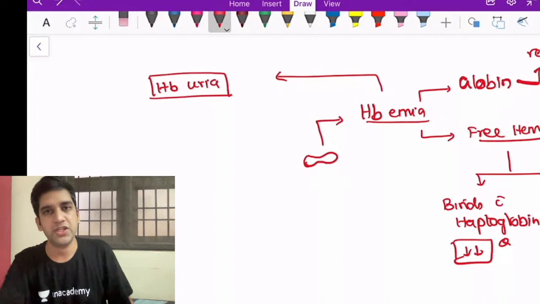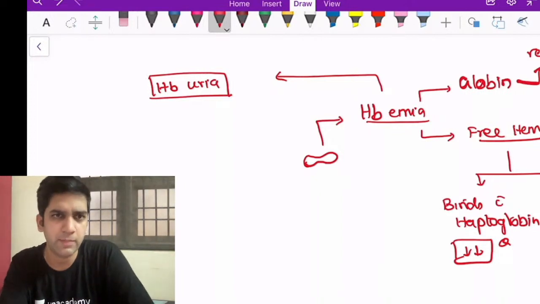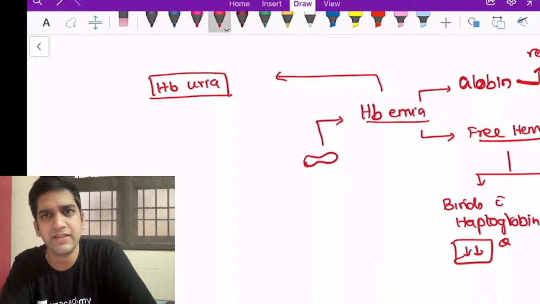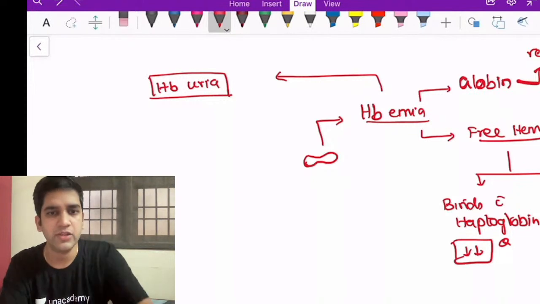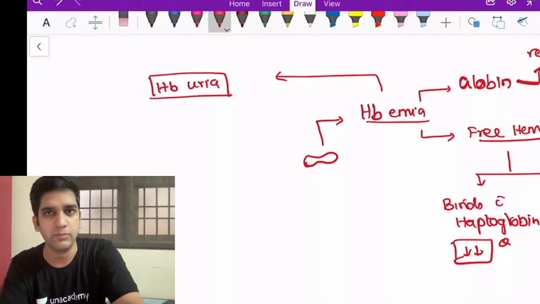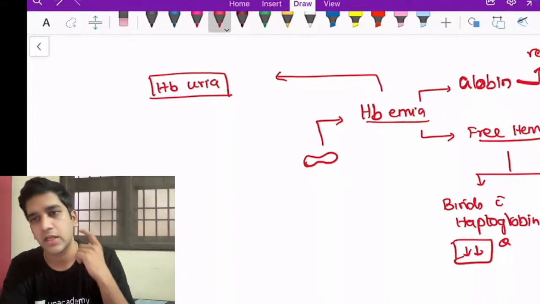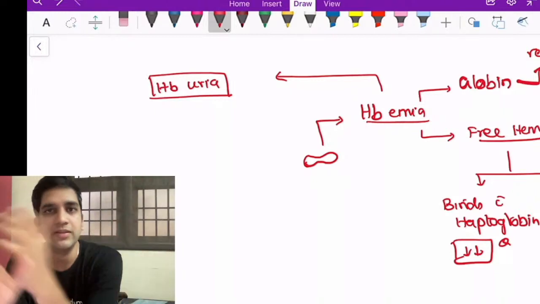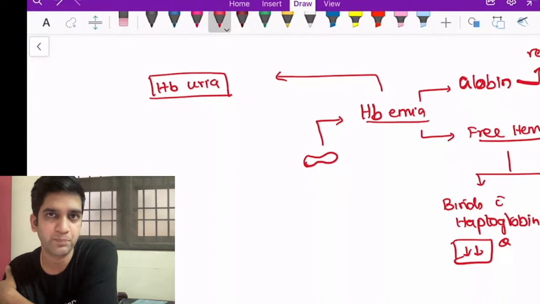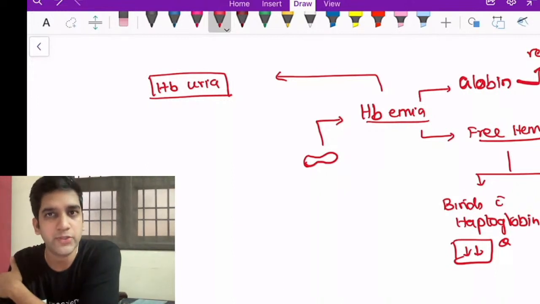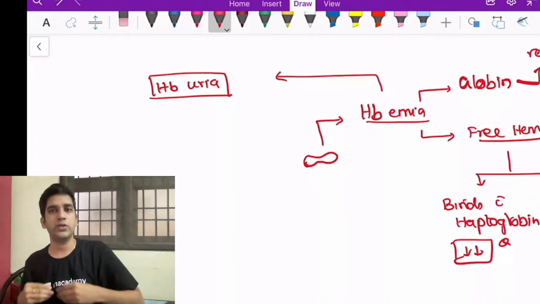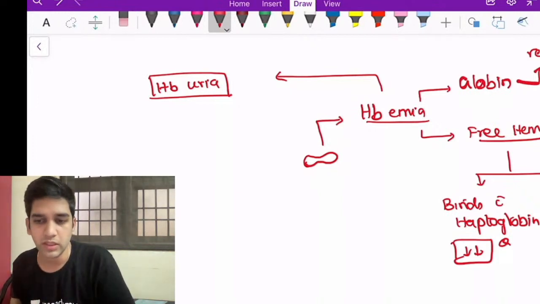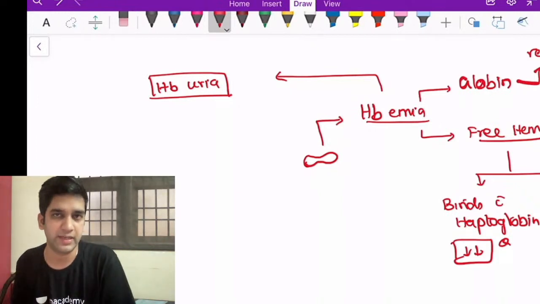How do you think a patient will present to you with hemoglobinuria? The patient will tell you only one thing: the patient has blood in the urine, that's all, right? So with blood in the urine, I can say it is definitely hemoglobinuria, or I can call it hematuria as well. So clinically, the patient will tell me only one thing: I'm having hematuria. So once you have hematuria, the first investigation any doctor is going to do is a urine examination.